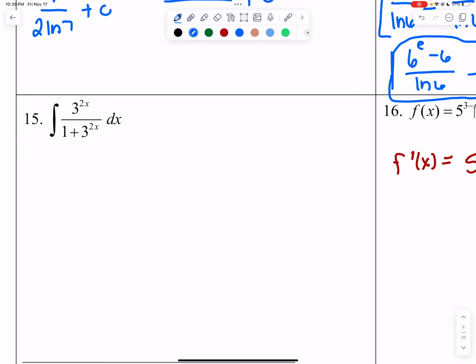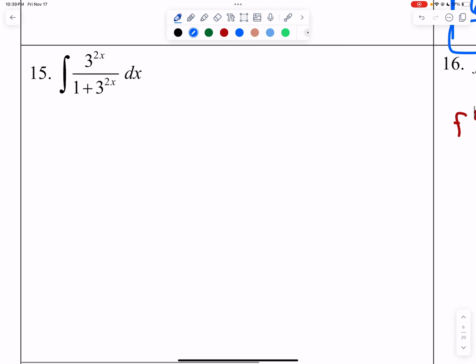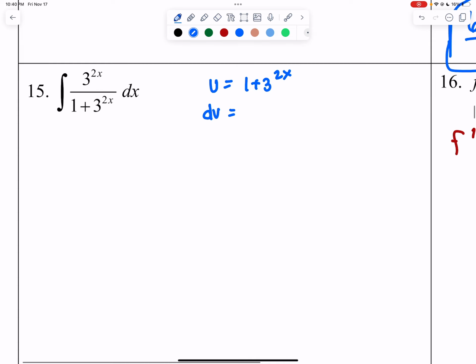Okay, one more. 15, I have 3 to the 2x over 1 plus 3 to the 2x. I have a 3 to the 2x right here, and I have a 1 plus 3 to the 2x right here. So thinking about that, we should probably let u be, guess what? 1 plus 3 to the 2x. So that du is equal to 3 to the 2x times ln of 3 times 2.